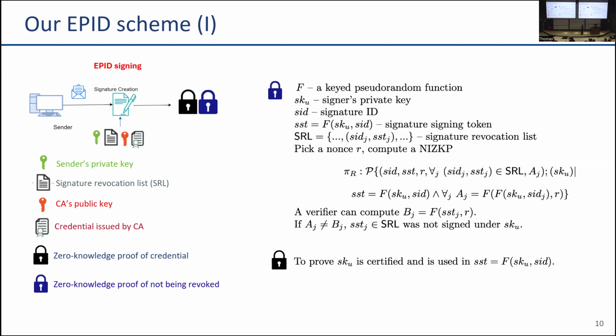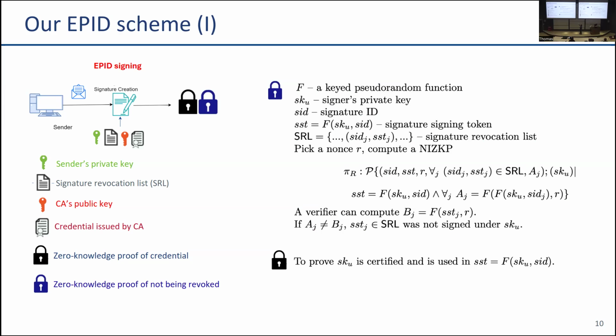Then the signer makes a signature, and the signature includes two types of zero knowledge proof. The first part is the zero knowledge proof of credential. I have a credential, but I'm not showing you the credential. I prove to you I have it, you believe me. And the second zero knowledge proof is that I have not been revoked. So you can check all the revocation list based on signatures. I'm not any one of them. Okay. So these are the EPID signatures in principle.